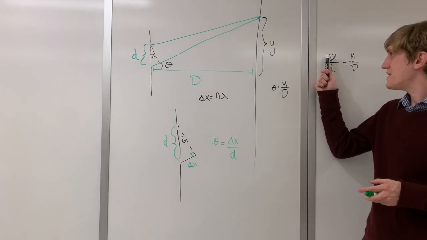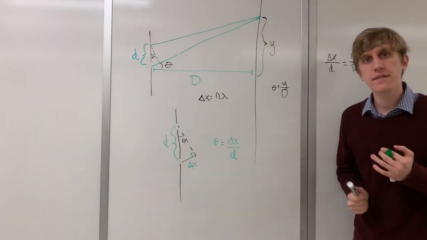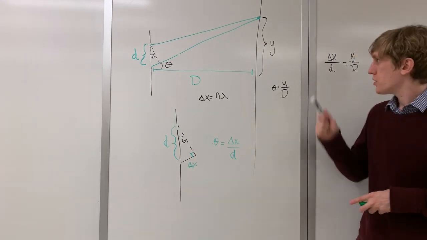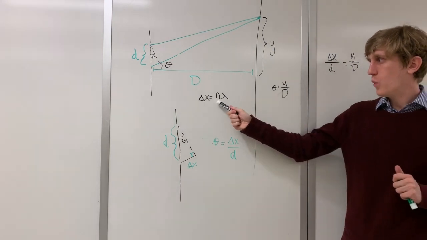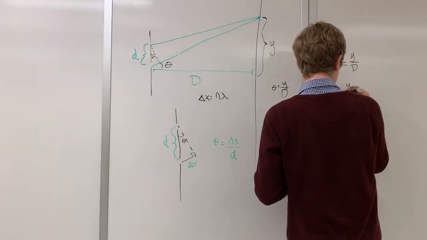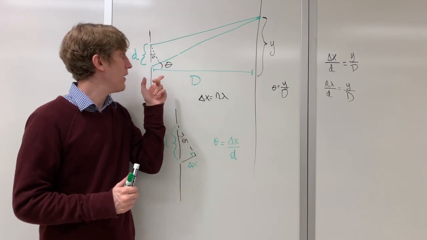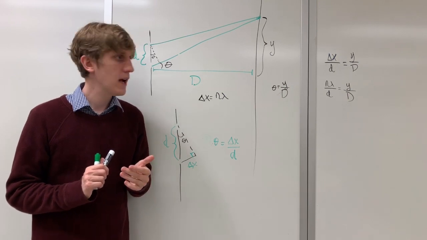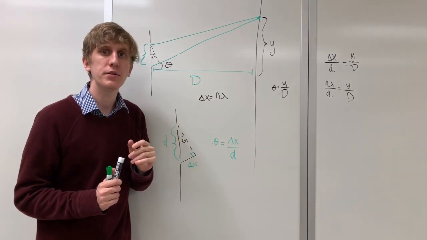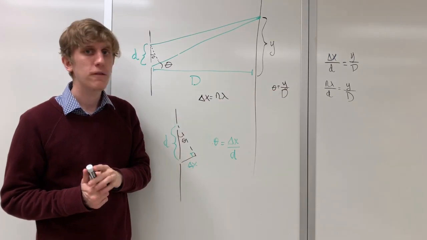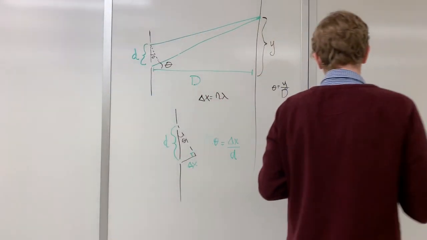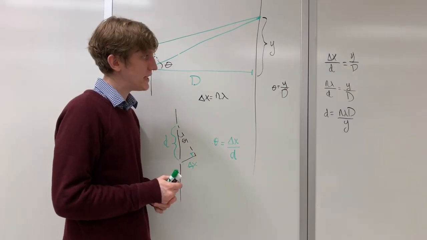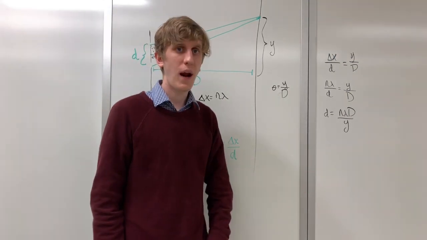We also know what delta x needs to be for constructive interference to work. It just has to be equal to an integer times the wavelength. So let's replace delta x in this equation with n lambda. Remember, we're trying to solve for the distance between these slits because it's too small to measure them directly, but we can measure these other numbers. So let's solve this equation for lowercase d. And there's our answer. The distance between the slits can be found using this equation.